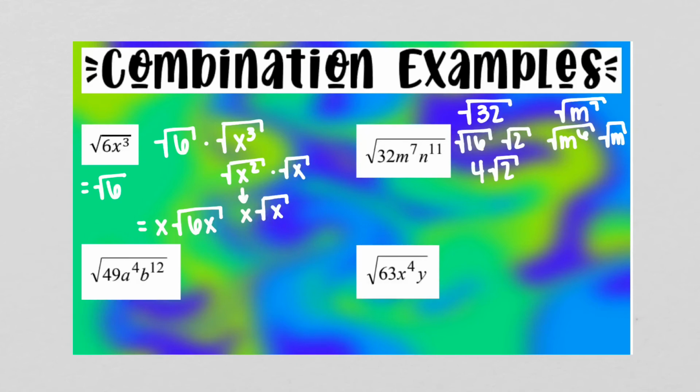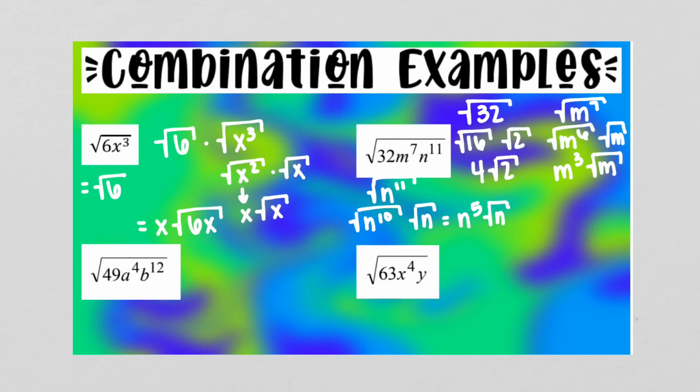So the square root of m to the 6th is just m to the 3rd, and we leave the square root of m. And then your last step is to deal with the square root of n to the 11th, which is the square root of n to the 10th times the square root of n. This is going to equal n to the 5th on the outside, square root of n.